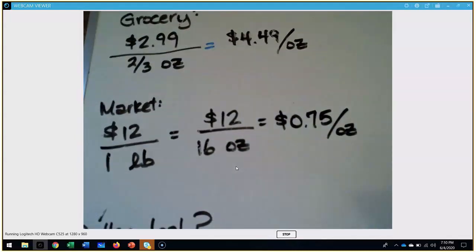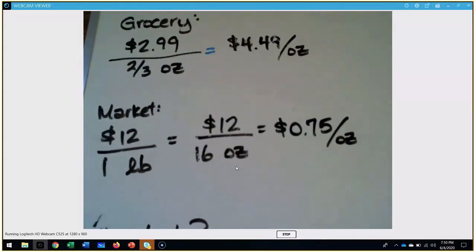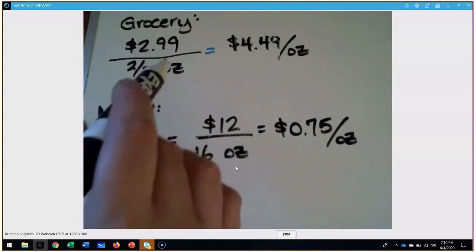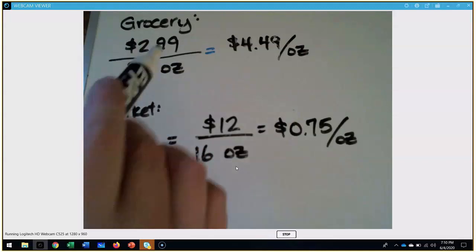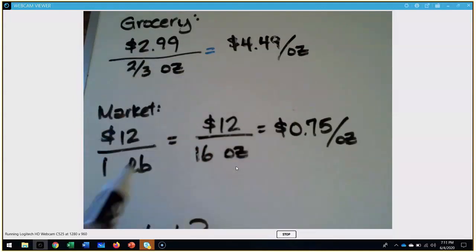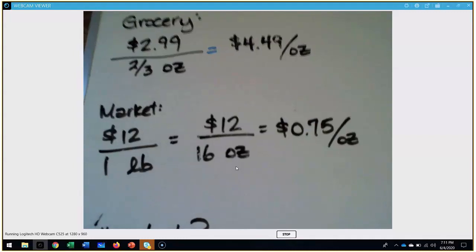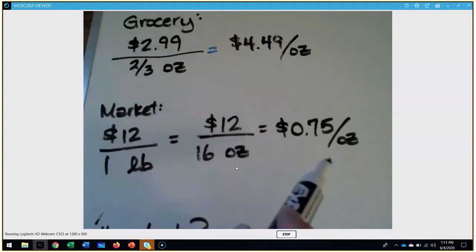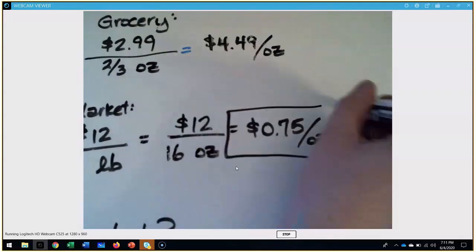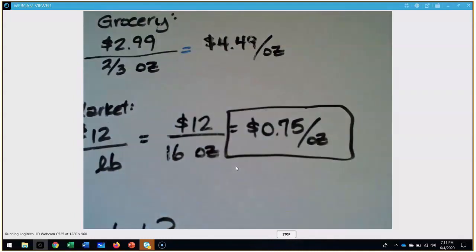I don't know about you, but when I initially look at these prices, I don't, off the top of my head, really know which one is better because they're totally different. $2.99 for 2/3 of an ounce, $12 for 1 pound. I can't compare that without stopping for a second and having to do math in my head. When I look at these two, holy crap, they're not even close. This is so much cheaper, much, much better deal. Does that make sense to everybody?